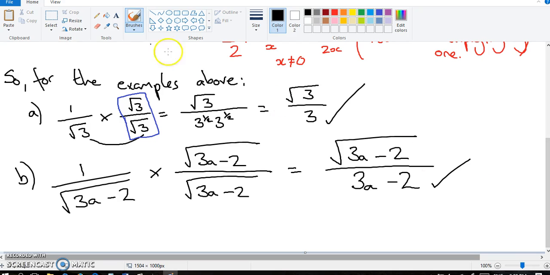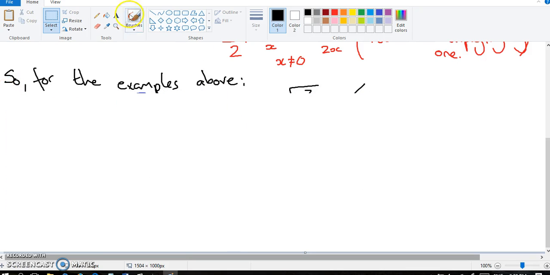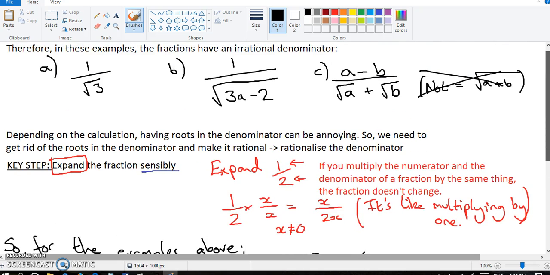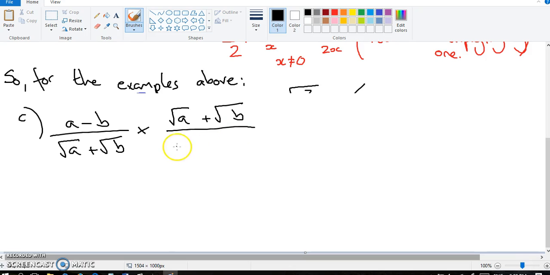C, however, is a little bit trickier. Let me delete these two, so I have space for C. So, in C, we had a minus b over the square root of a plus the square root of b. Now, if I were to do the same thing here, if I were to multiply top and bottom by exactly what's in the denominator here, then let's have a look at what we would get in the denominator of our solution and see if it's rational. We won't worry about the top, because we're first of all worried that our denominator is rational.